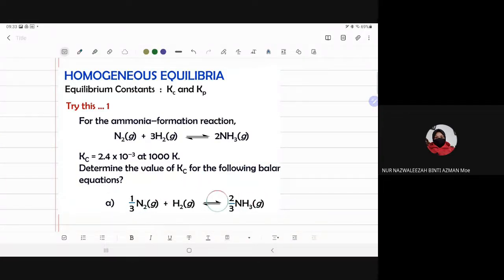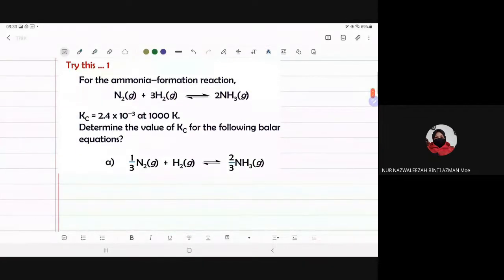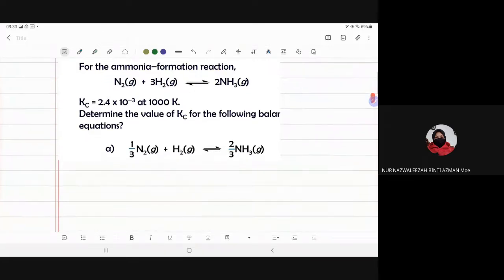So dia dah bagi tahu kita nak cari Kc yang ini. Remember bila kita tulis Kc, kita akan ikut equation yang ada dekat atas, dan kita ikut stoichiometric coefficient. Jadi kalau stoichiometric coefficient dia berbeza, maka Kc dia punya expression pun akan berbeza. So first of all, untuk soalan A, benda pertama sekali kita tahu Kc yang asal, yang atas ini.